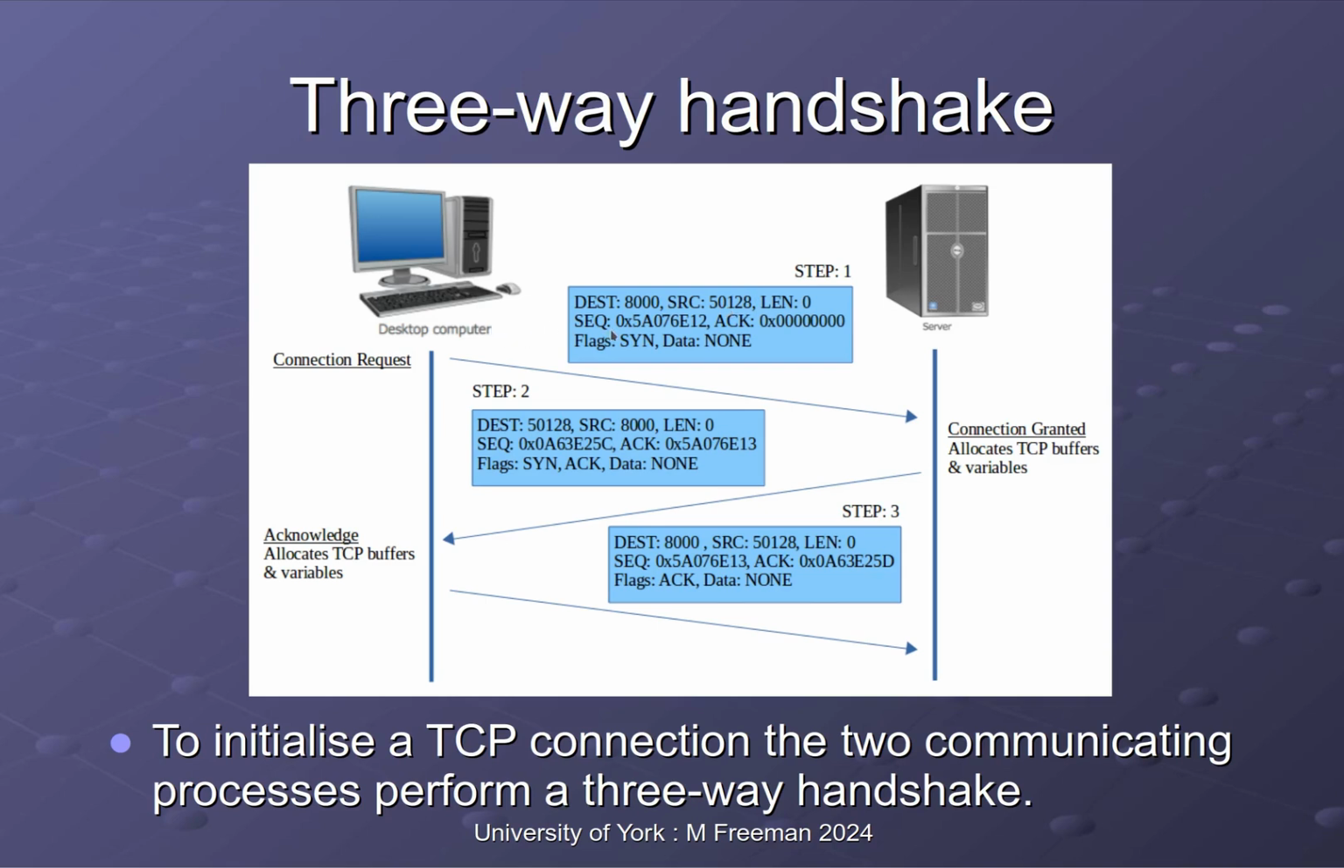However, unlike UDP, we now have a sequence and an acknowledgement number, and these numbers are used to keep track of the packets that are sent across the network. Initially, the sequence number coming from the client is just a random 32-bit number. And in general, this will be incremented by the number of data bytes contained within your TCP segment. So how many bytes of message have you transmitted?